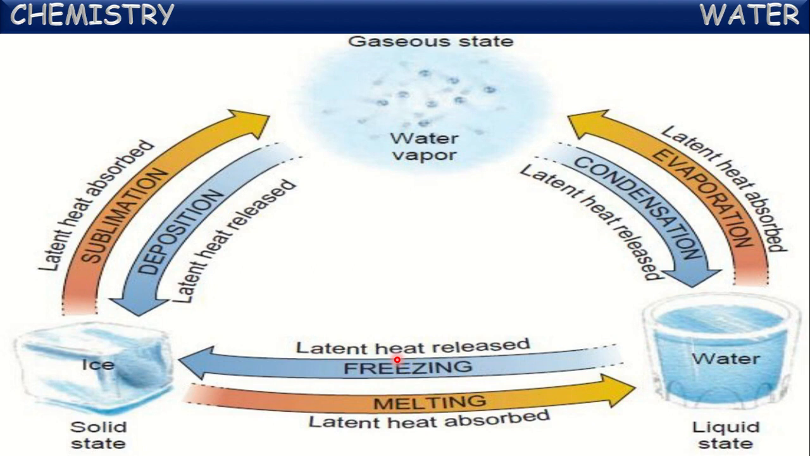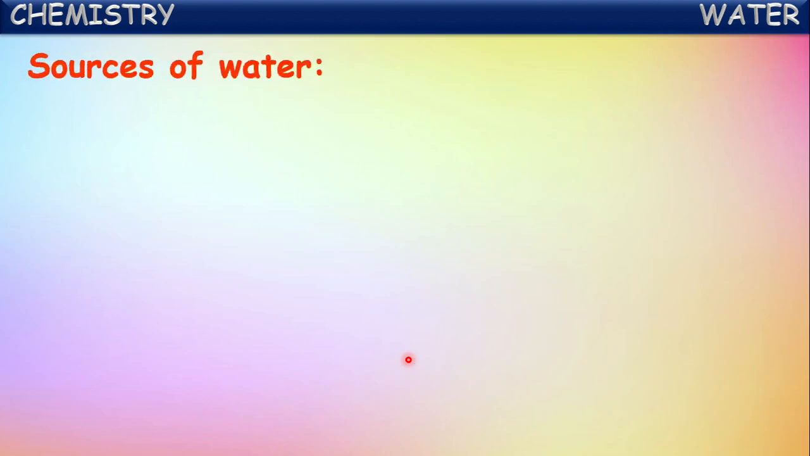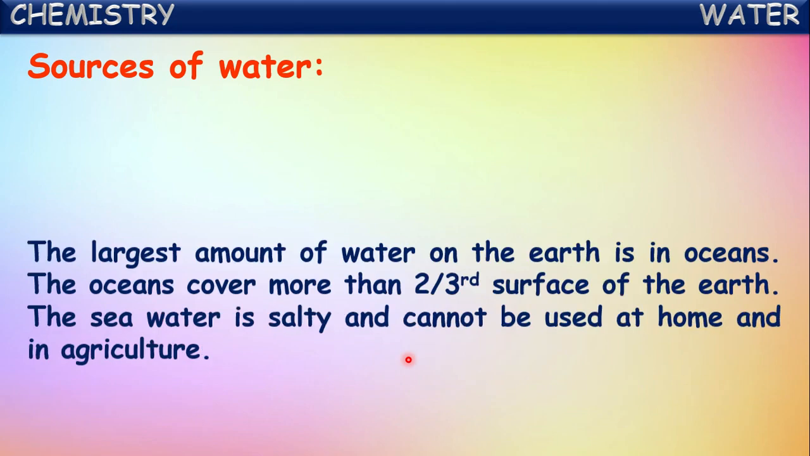Okay, they are the interconversions of states of water. These all occur by changing the temperature. Now let us see the sources of water, meaning from where we get this water.